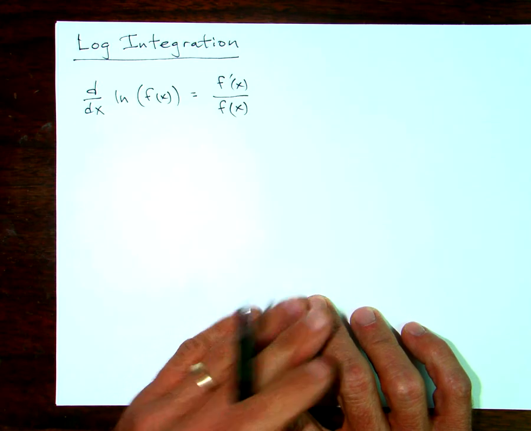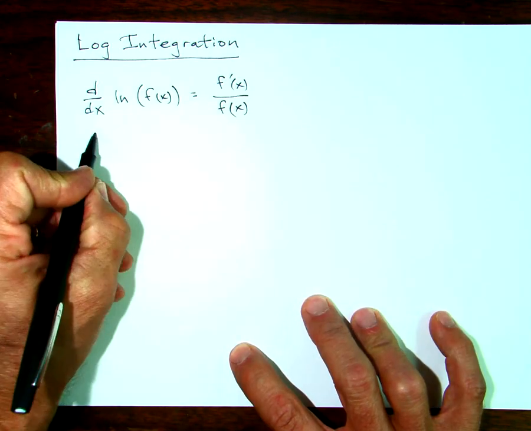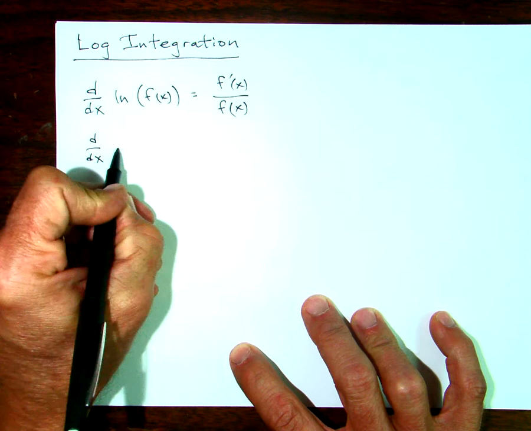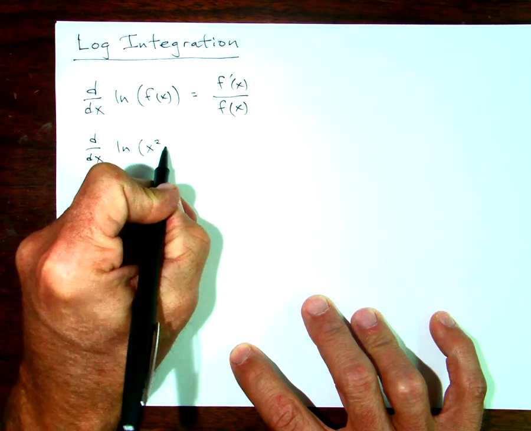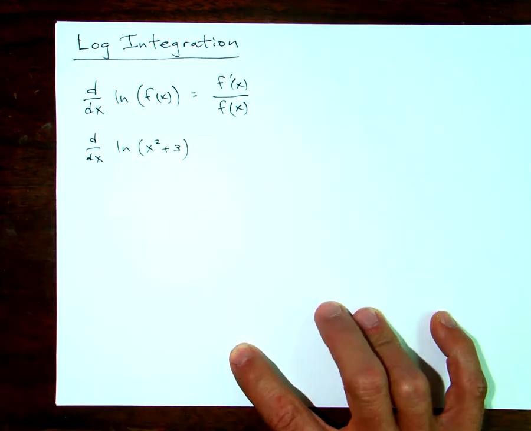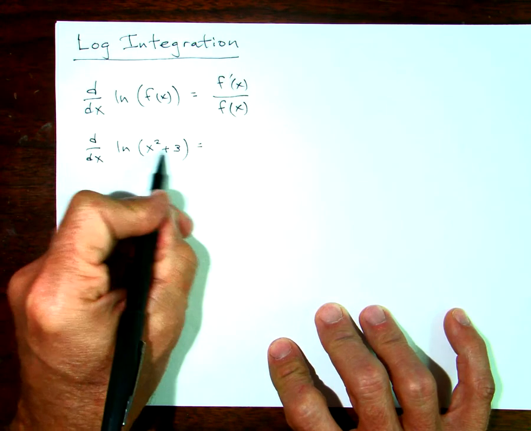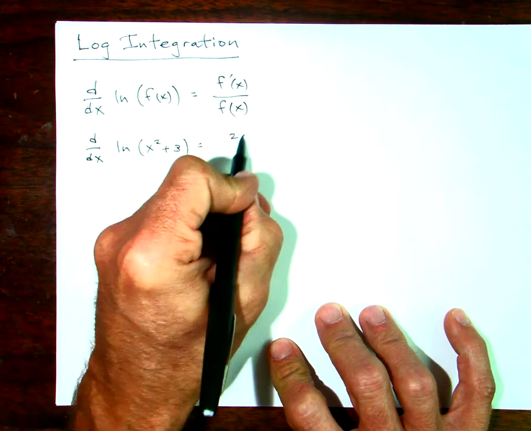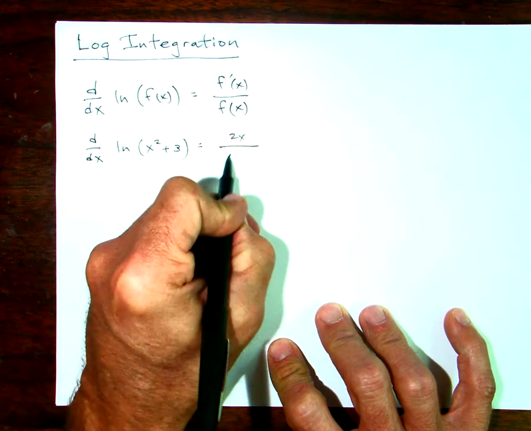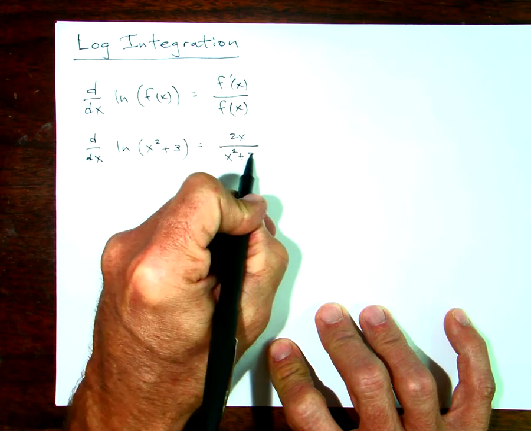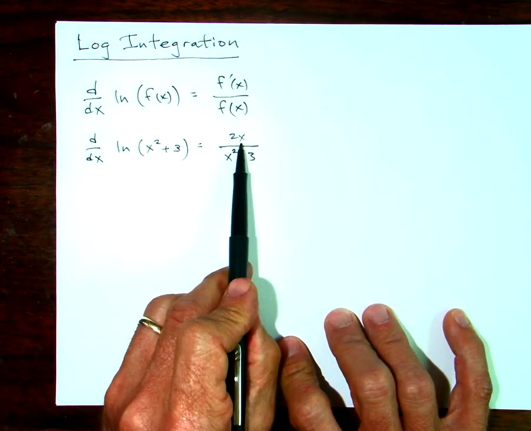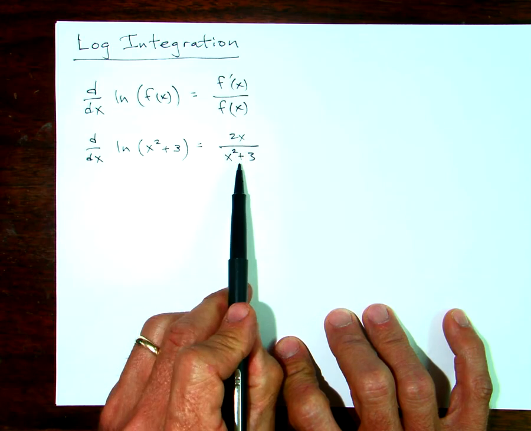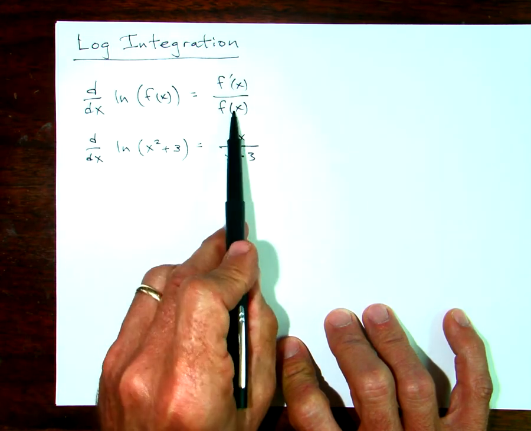Let me just give you a specific example of that. I want to take the derivative of natural log of something like, I don't know, x squared plus 3. So the derivative is 2x over x squared plus 3. Notice that the numerator is basically the derivative of the denominator. That's exactly what this structure tells us.